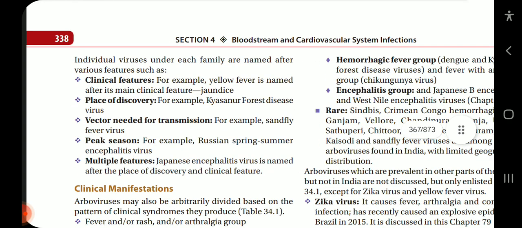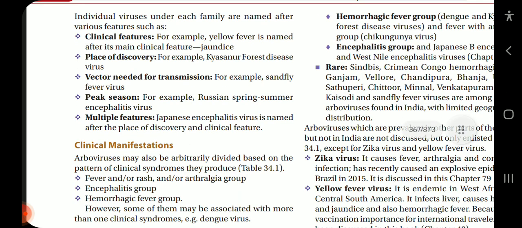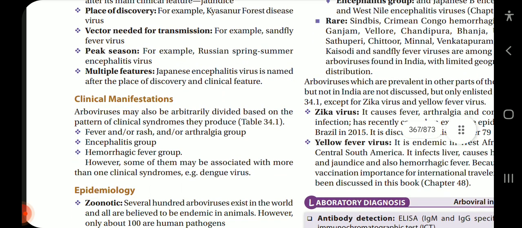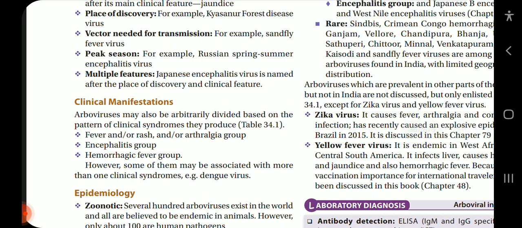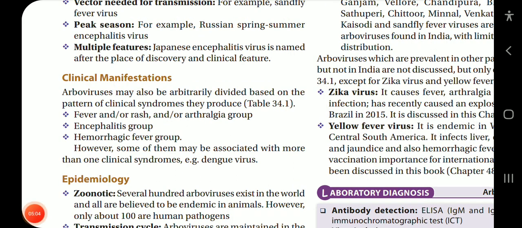Okay, so continuing, individual viruses under each family are named after various features such as clinical feature. For example, yellow fever is named after its main clinical feature, jaundice. Place of discovery, for example, Kyasanur Forest disease virus. Vector needed for transmission, for example, sandfly fever virus. Peak season, for example, Russian spring-summer encephalitis virus. Multiple features: Japanese encephalitis virus is named after the place of discovery and clinical feature.